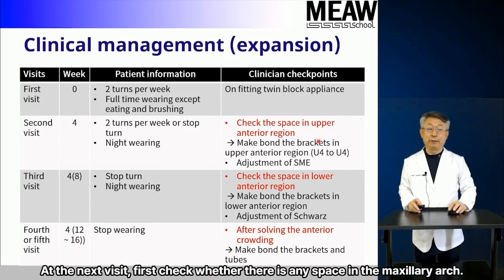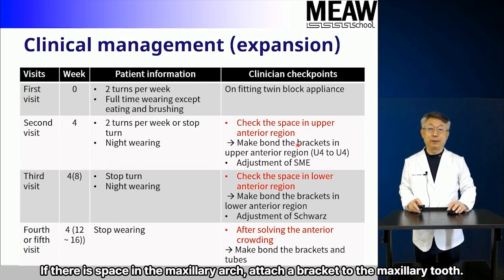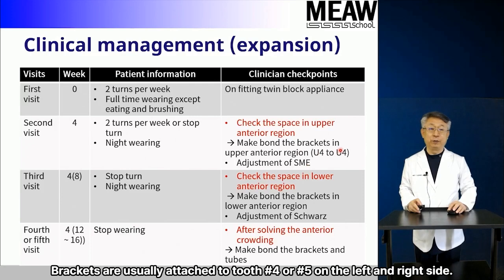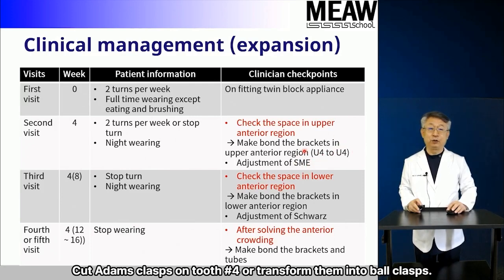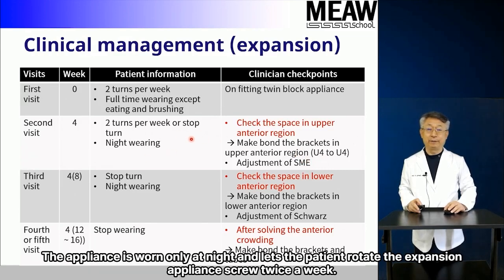At the next visit, first check whether there is any space in the maxillary arch. If there is space in the maxillary arch, attach a bracket to the maxillary tooth. Brackets are usually attached to tooth number 4 or number 5 on the left and right side. Cut Adams clasps on tooth number 4, or transform them into ball clasps. The appliance is worn only at night and lets the patient rotate the expansion appliance screw twice a week.